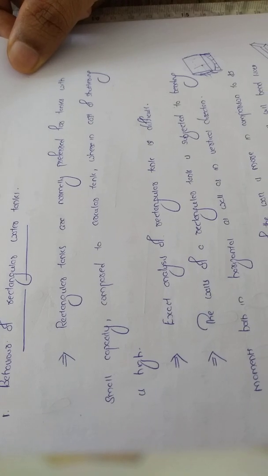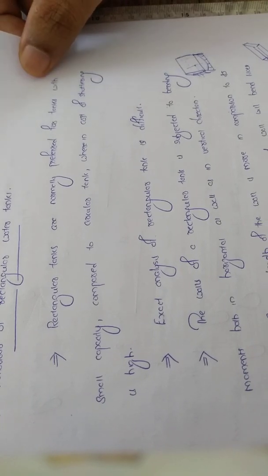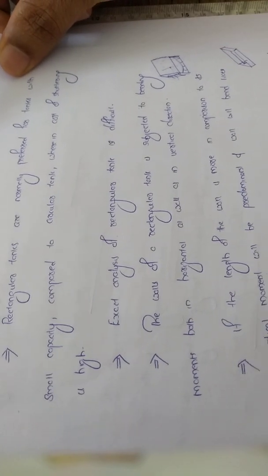Rectangular tanks are normally preferred for tanks with small capacity compared to the circular tank, because the cost of shuttering is high in the case of circular tanks with small capacity. But the exact analysis of the rectangular tank is quite difficult.